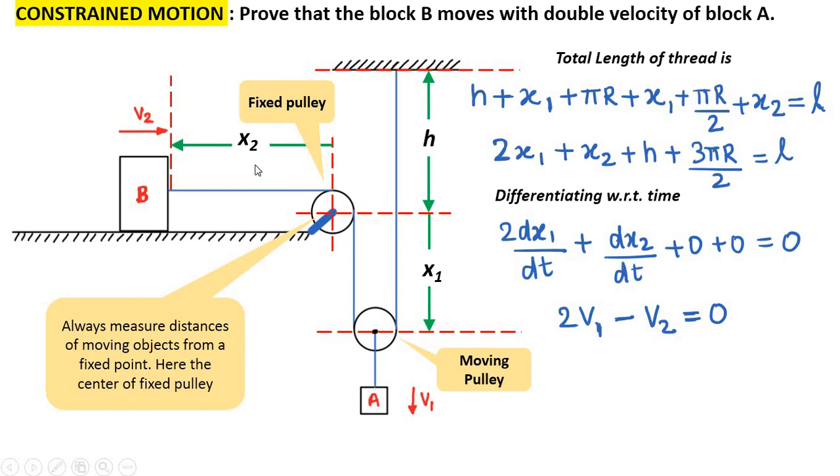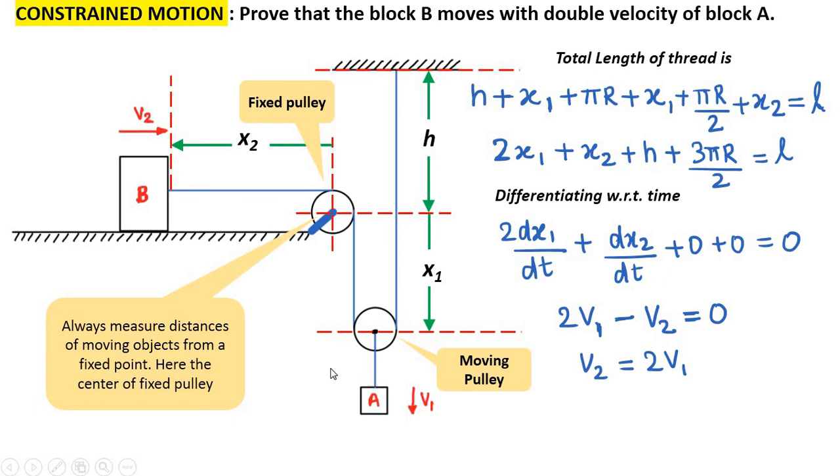And dx2 by dt will be the rate of change of x2. As you can see in the diagram, x2 will decrease as the block B moves forward towards the fixed pulley. The distance x2 will decrease, so therefore dx2 by dt will be a negative value. That's why we have written 2 v1 minus v2 is equal to 0, and then we can write down that v2 is equal to 2 times v1. Hence we have proved that the velocity of the block B, which is v2, is equal to 2 times the velocity of the block A.